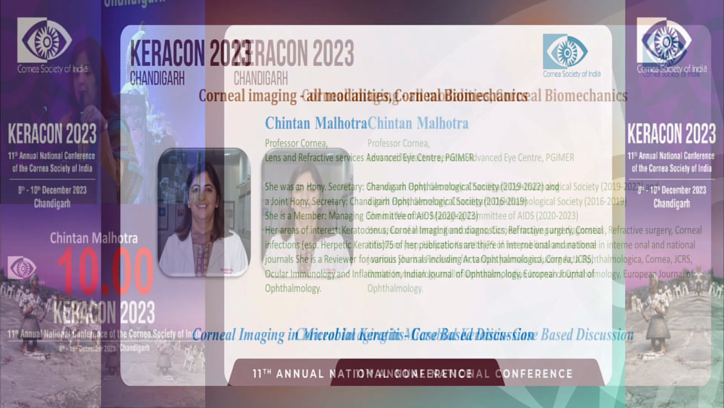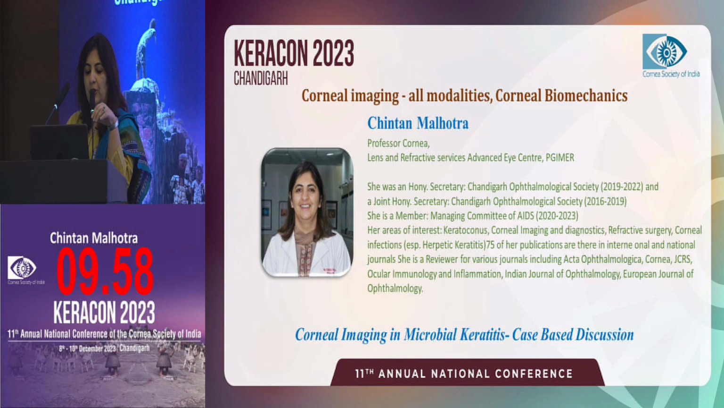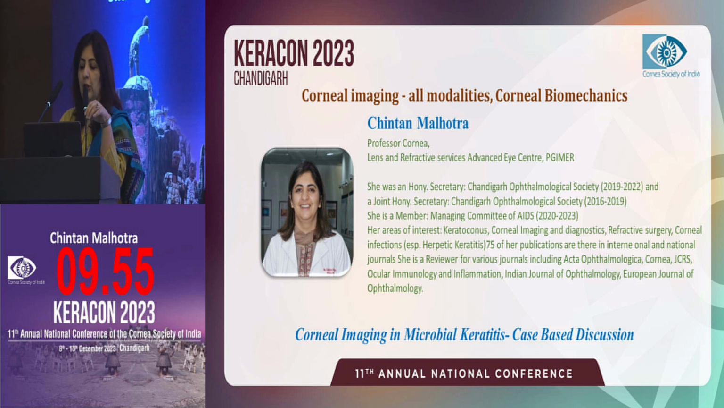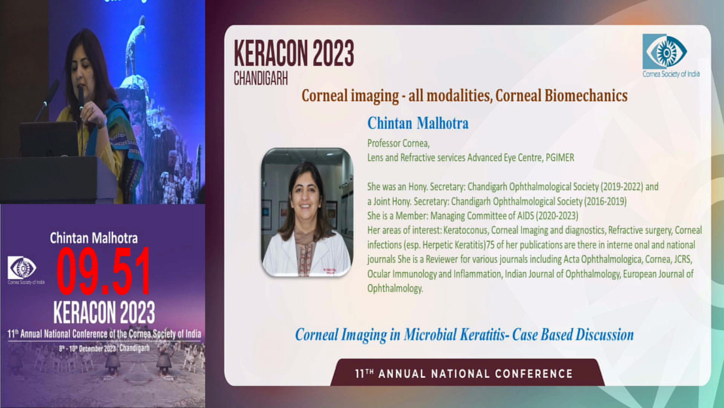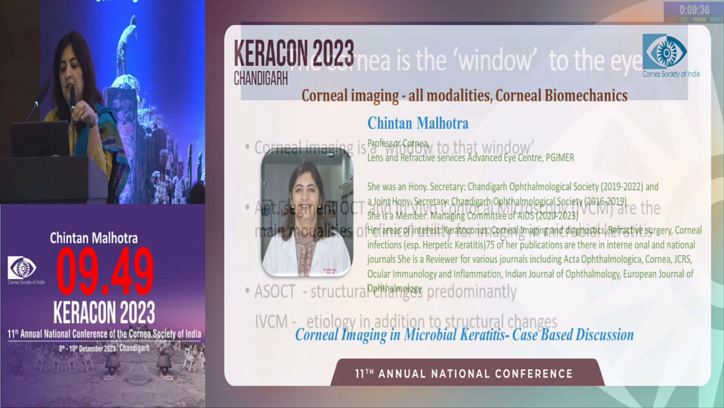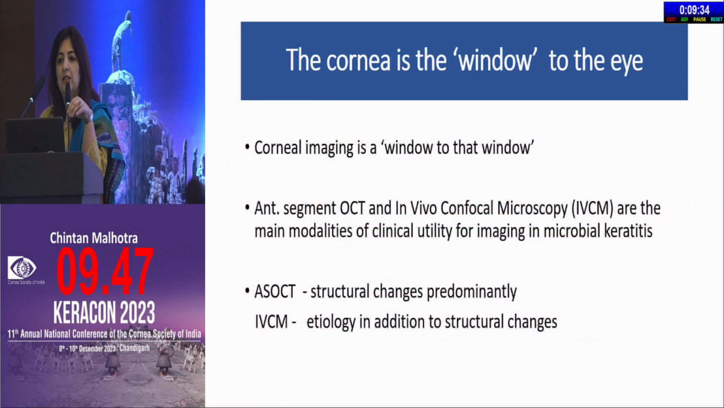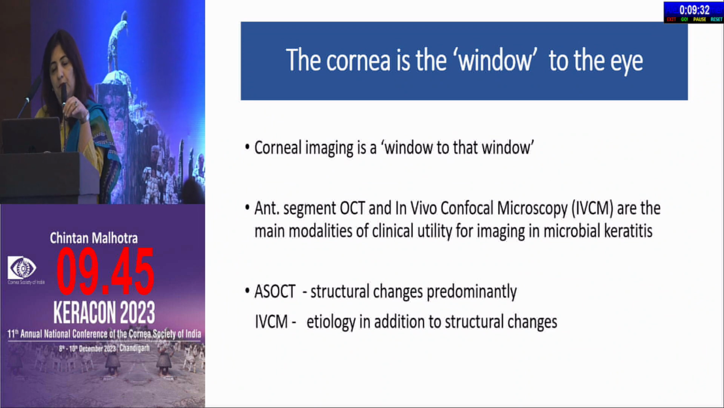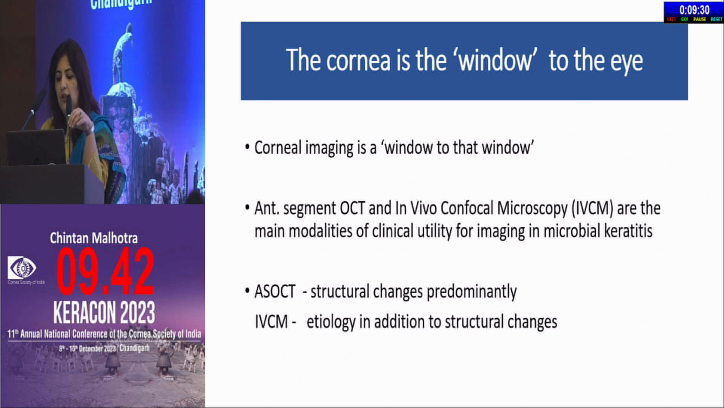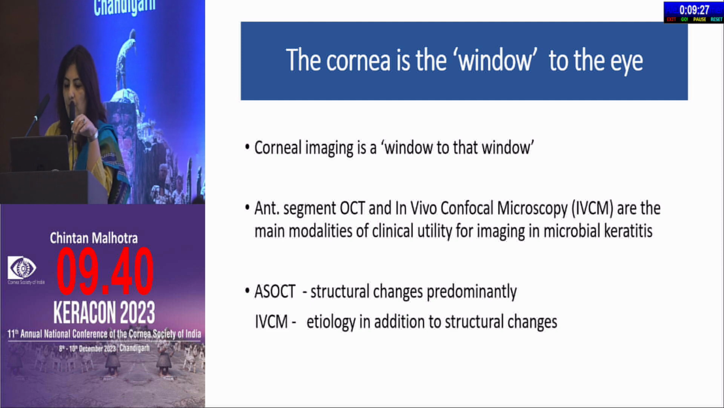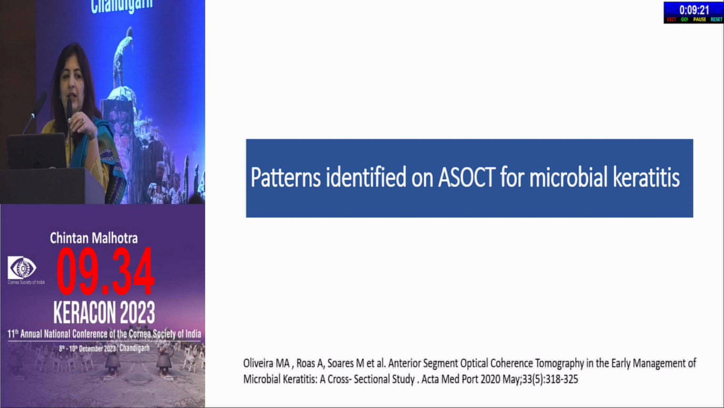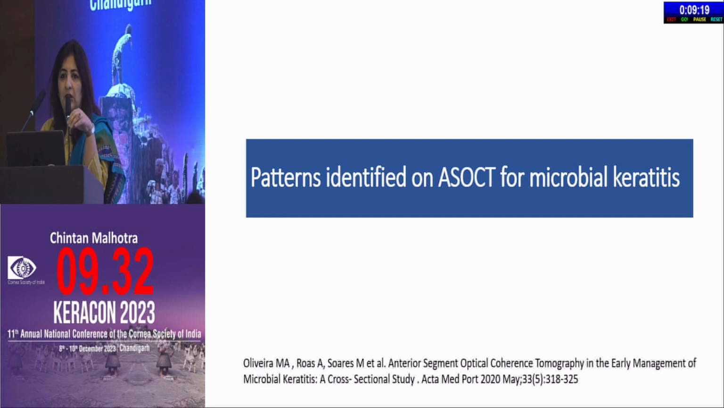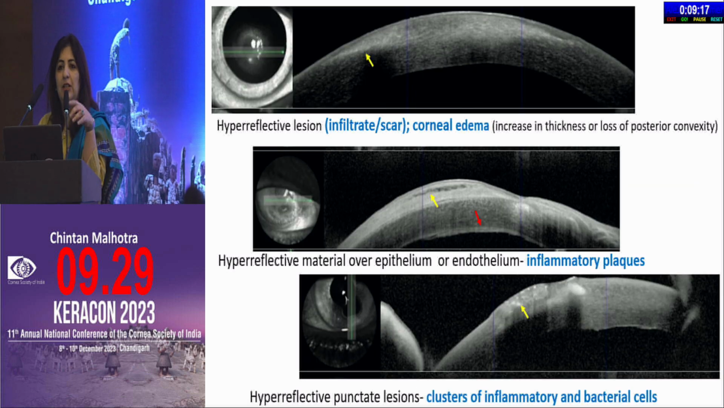Anterior segment OCT and in vivo confocal microscopy are the main modalities of clinical utility for imaging in microbial keratitis. Now, what we need to understand is that ASOCT tells us the structural changes predominantly, whereas the confocal microscopy in most cases guides us to the etiology in addition to the structural changes as well. So there have been some patterns which have been described on ASOCT for microbial keratitis, which I think anytime we get patients of ulcers or keratitis imaged, we see them intuitively.